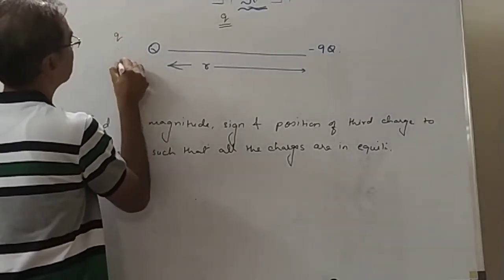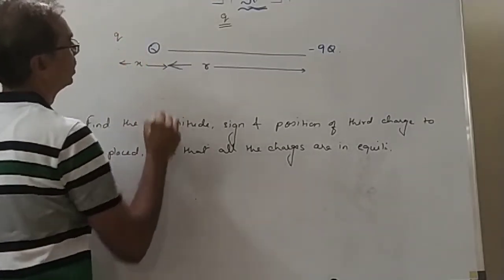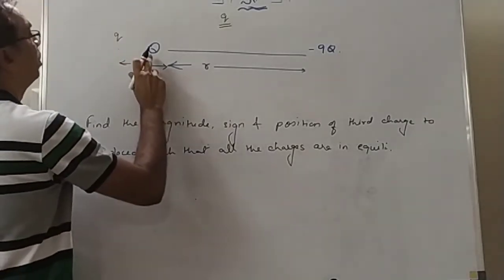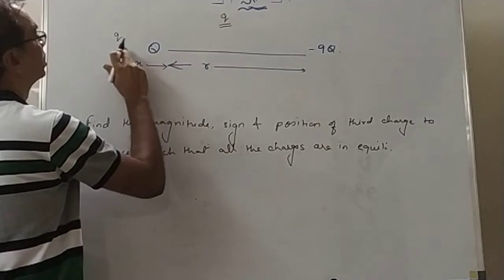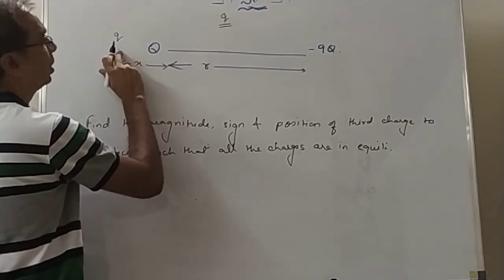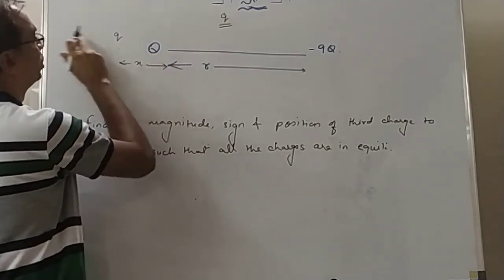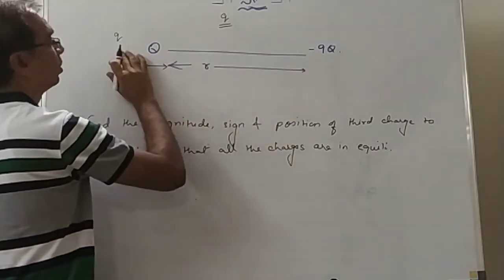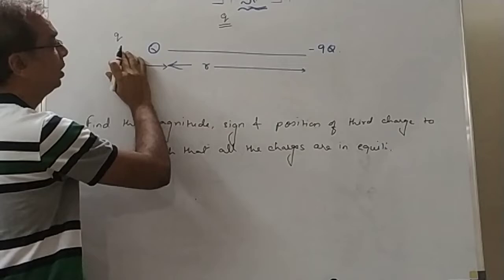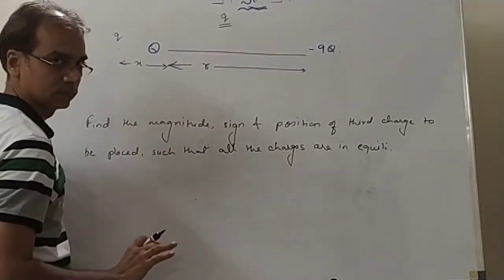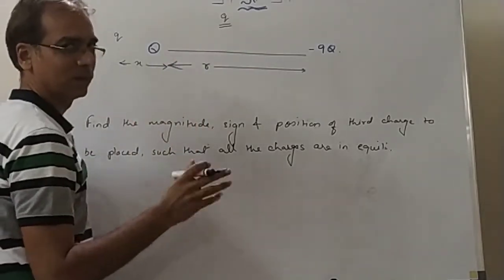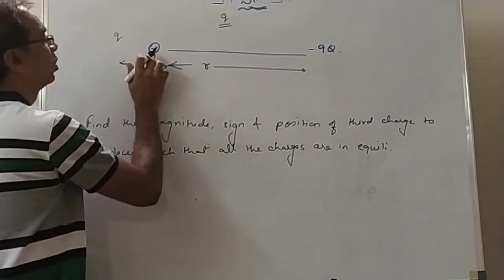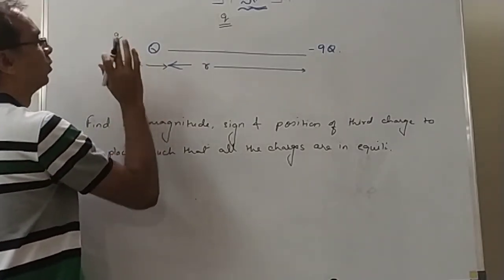Let's assume this distance is x. So first we are going to find this x value. Now this q is going to apply on this one a force in this direction, and minus 9q is going to apply a force on this one in that direction. The direction right now we are not discussing, but at the moment we are talking about the charge closer to the smaller charge. The net force on this is 0.